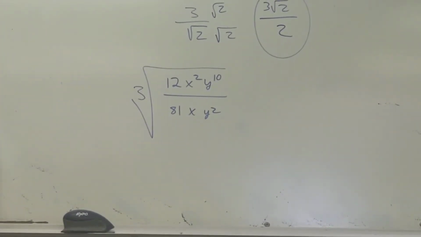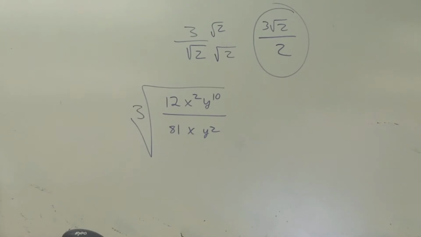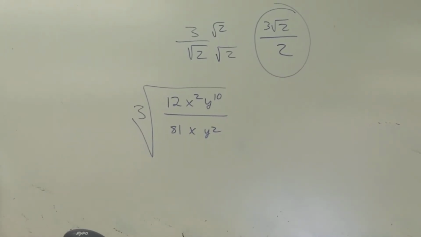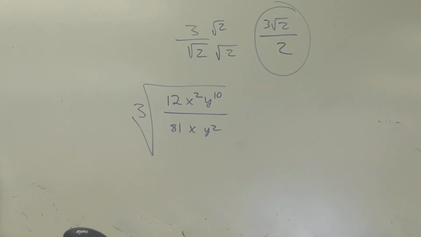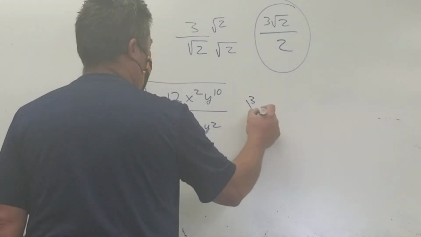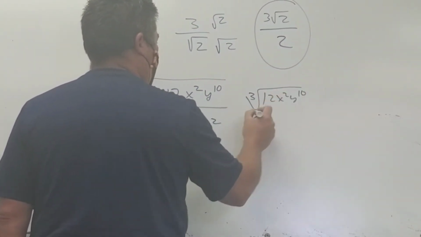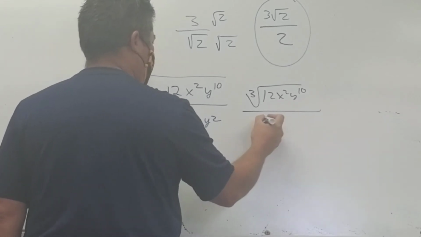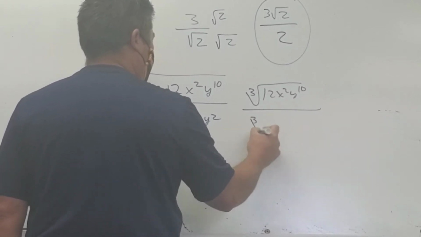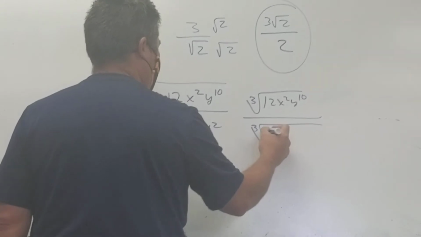All right, what should I do? Cube root of the whole thing. Can I break it into the cube root of top versus cube root of bottom? Yes, that's the first step. I'm going to break this into cube root of top over cube root of bottom. Oh, I should have done, oh well, that's okay.